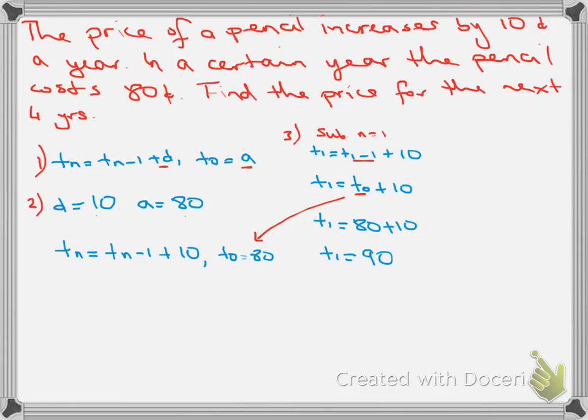So the next thing you'd have to do, if we go across to step number 4, and I won't actually work this out, but the next thing we had to do is substitute n equals 2 into your equation. Okay? And you'd go on from there, and eventually you'd work out how much the pencil costs over the 4 years, like the question wants you to work out.